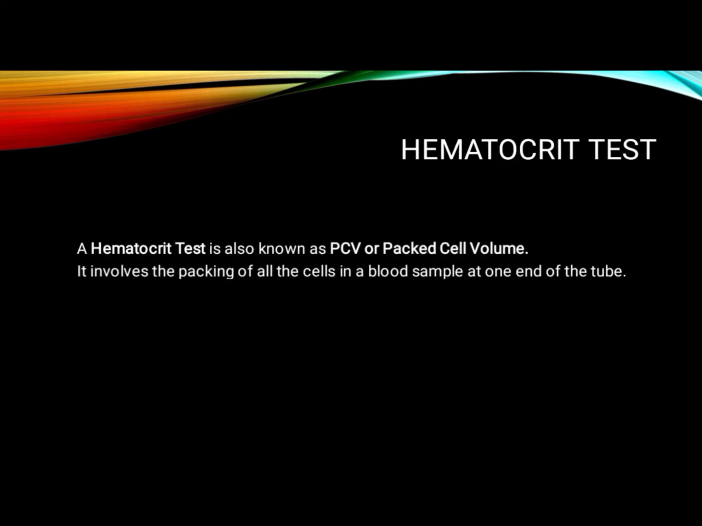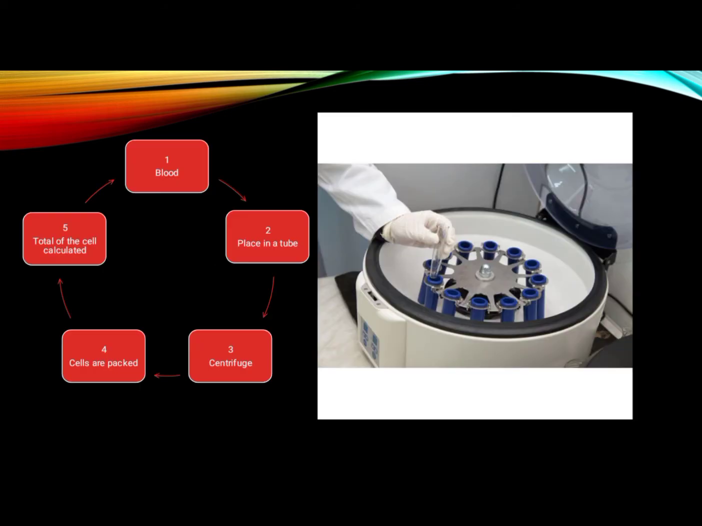So let's talk about hematocrit test. What is a hematocrit test? A hematocrit test is also known as PCV or packed cell volume. It involves the packing of all the cells in the blood sample at one end of the tube. So this is the step in hematocrit test. The blood sample is placed in the centrifuge, this one as you can see in the photo. A centrifuge is a machine that spins a tube of blood and allows centrifugal force to push the heavy blood cells to the bottom. And once the cells are packed, the proportion of cells to total volume can be determined.